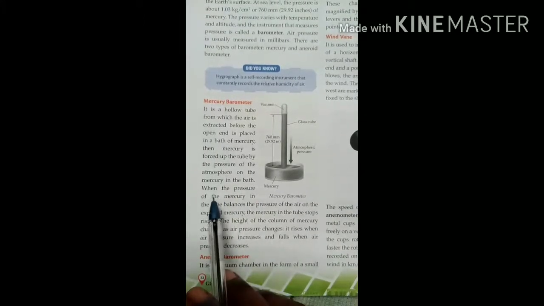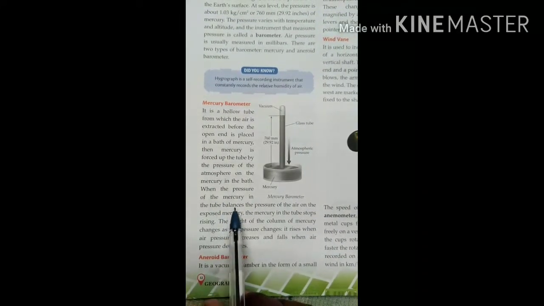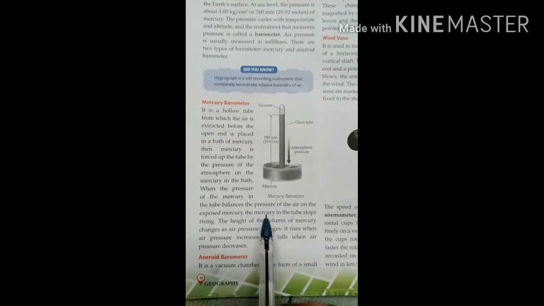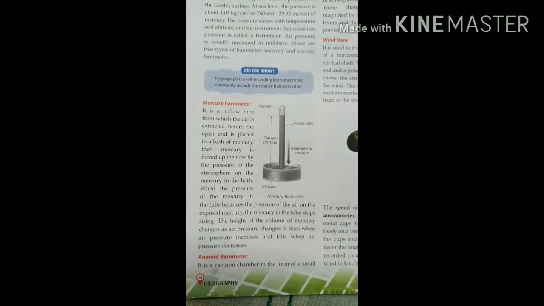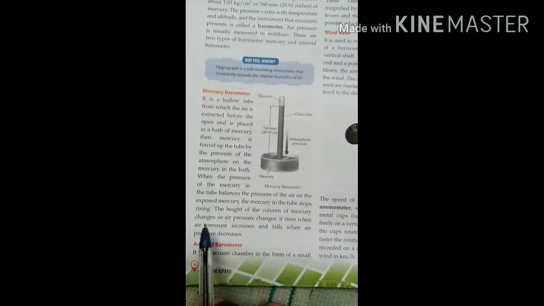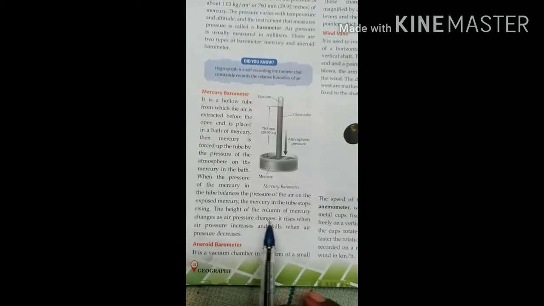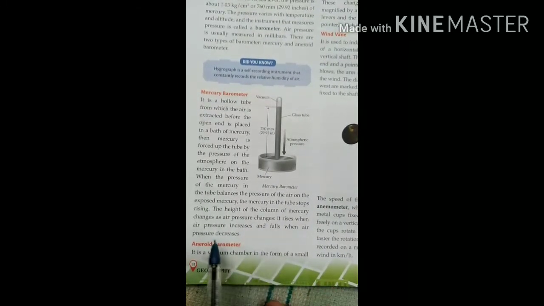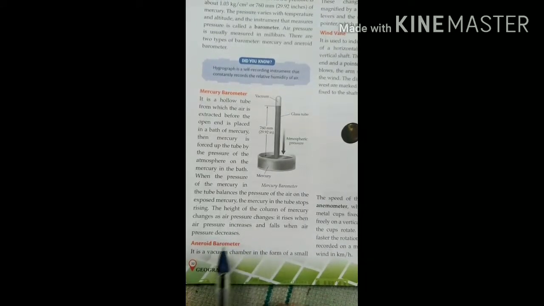Now when the pressure of the mercury in the tube balances the pressure of the air on the exposed mercury, the mercury in the tube stops rising. The height of the column of mercury changes as air pressure changes. It rises when air pressure increases and falls when air pressure decreases.